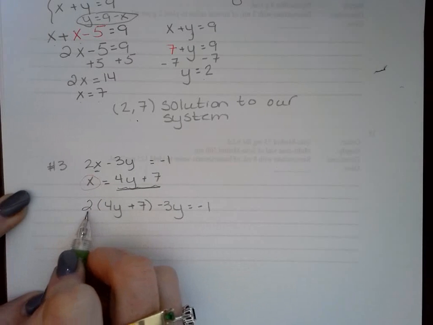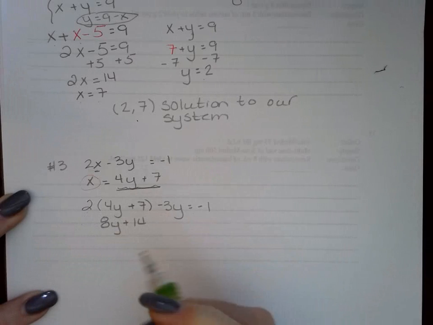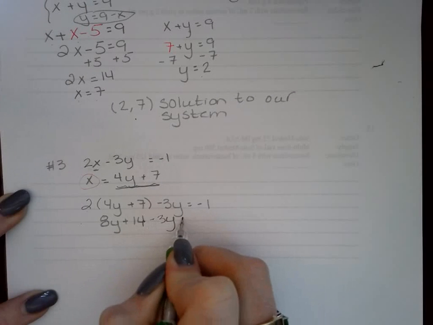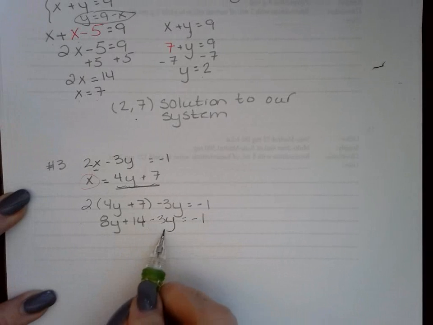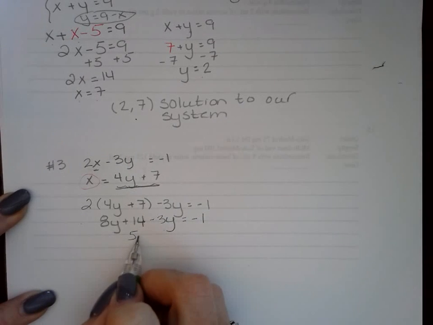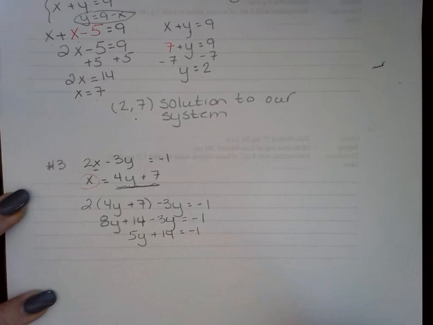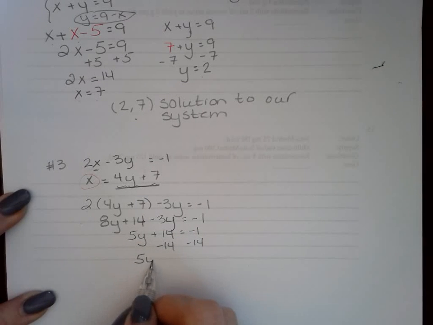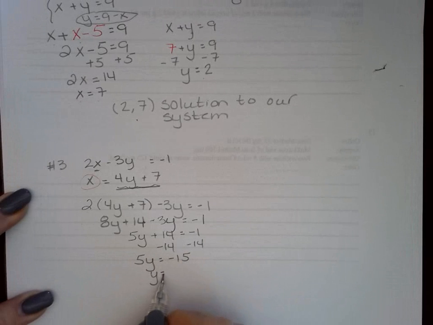Distribute. 2 times 4y is 8y. 2 times 7 is 14. Minus 3y is equal to -1. Combine our like terms. If we have 8y and we take 3y away, we're left with 5y. Plus 14 stays, and we have -1. We need to subtract 14 from both sides. 5y is equal to -15, where we find that y is equal to -3.